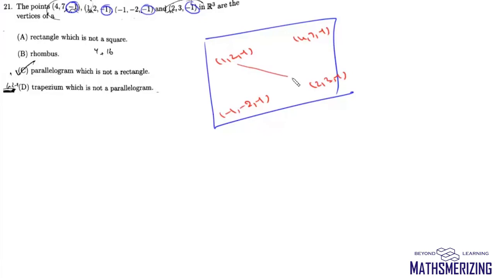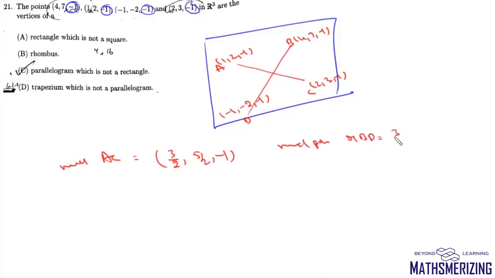Now if we find the midpoints of these, suppose these are A, B, C, and D. So what's the midpoint of AC? The midpoint of AC will be 3 by 2, 5 by 2, and minus 1. In the same way, we can find the midpoint of BD. The midpoint of BD will be 3 by 2, 5 by 2, and minus 1. Since the midpoints of AC and BD are the same, that means this quadrilateral is a parallelogram.